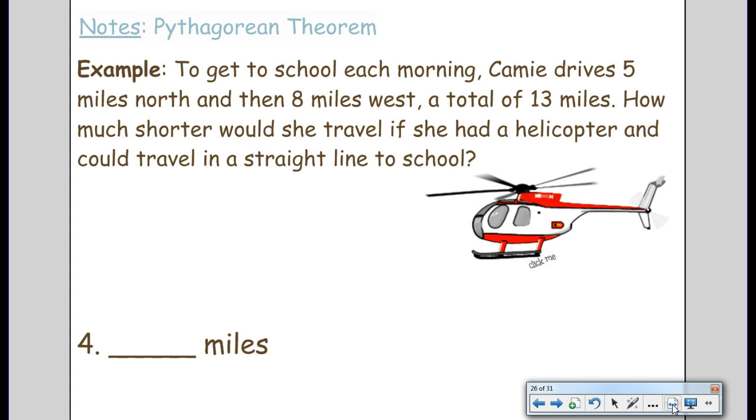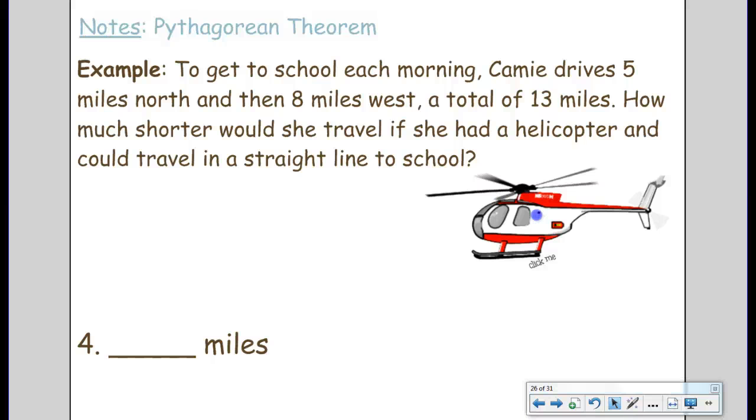A word problem. What are we going to do? Jared, can you read this problem out loud, please? To get to school each morning, Cammy drives 5 miles north, not shorter, my bad, and then 8 miles west, a total of 13 miles. How much shorter would it be if she had a helicopter and traveled in a straight line to school?